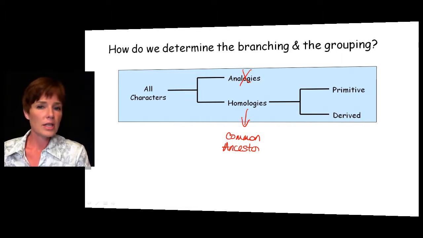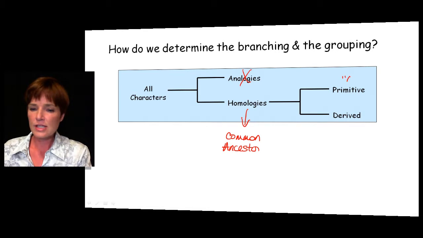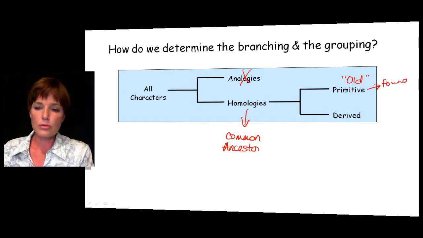When we look at the homologous ones, we can divide them into two categories. We have what we call primitive ones and derived ones. The primitive hopefully sounds old to you. That's what that means. And this is something that is going to be found in many groups.